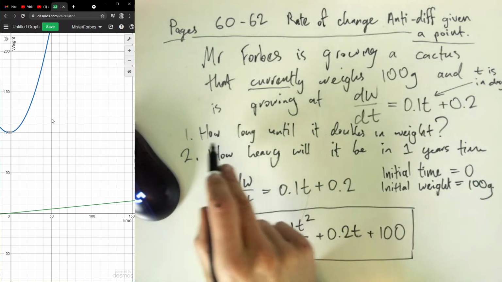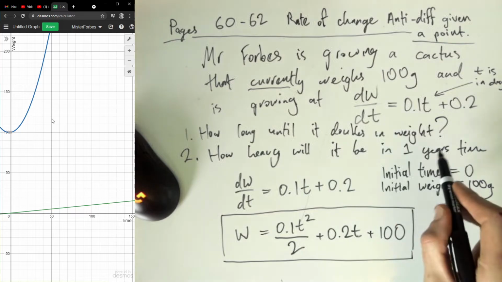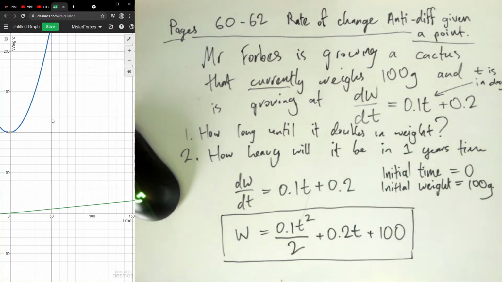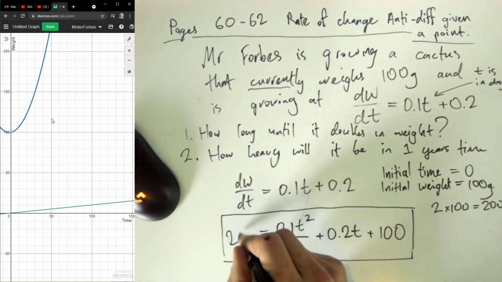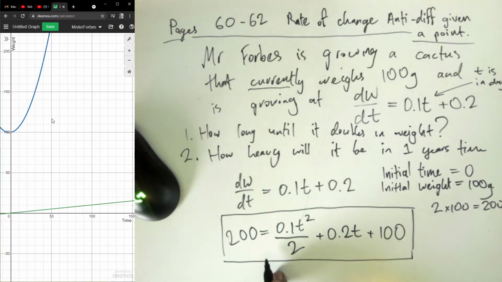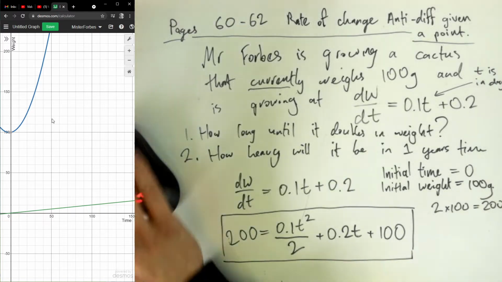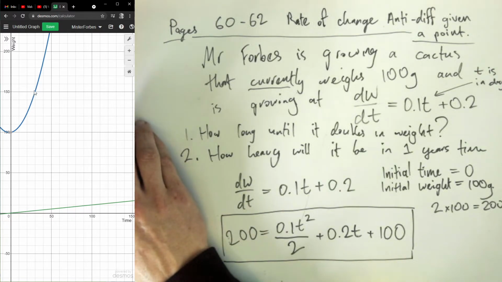Let's answer the question. Number one, how long until it doubles in weight? What we're going to have to do for that is a substitution. So when would the weight double? Well, we know that the initial weight was 100, so if we double that, 2 times 100 equals 200. We want to know when W equals 200. We just substitute 200 in here, and then we're going to have to solve, probably best to use our calculator. But you know what? I'm going to cheat. You guys will have to solve that using your calculator.